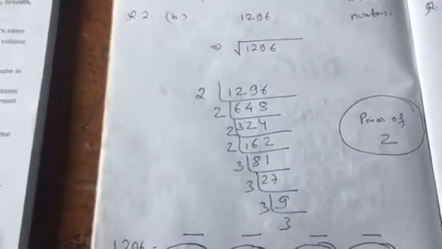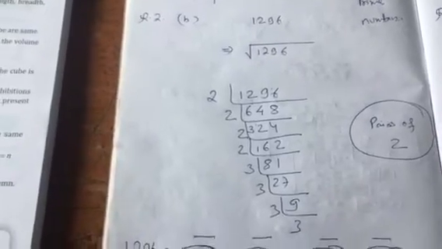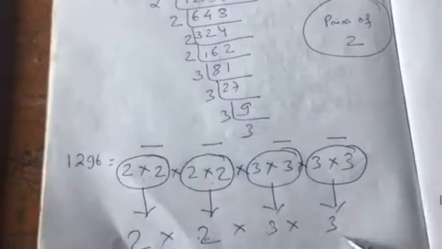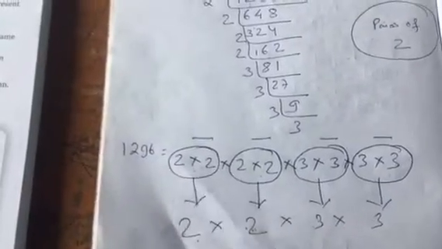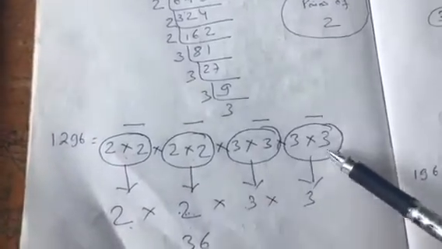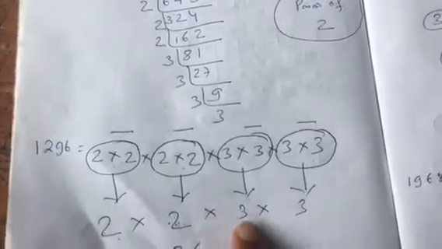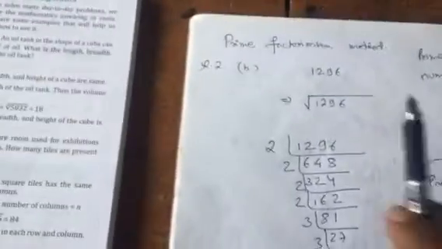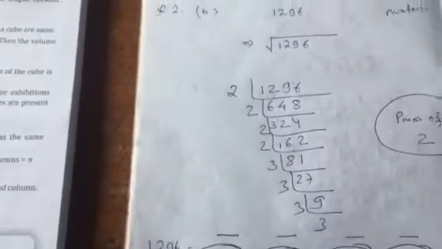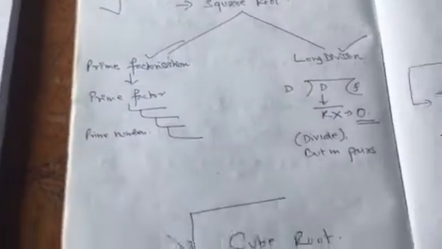If you see, these 2s and 3s come under one pair, the second pair, third pair, and the last pair. So out of each pair, you take out one number each outside and simply multiply it. So out of the first pair of 2s, 2 comes out, out of the second pair of 2s, 2, out of this pair of 3s, 3, and out of the last pair of 3s, 3. So finally when you multiply, 2 2s are 4, 4 3s are 12, 12 3s are 36. So 36 is the square root of 1296. This is the solution of the square root by the prime factorization method.